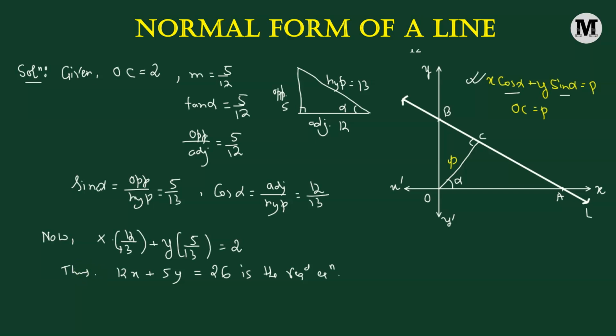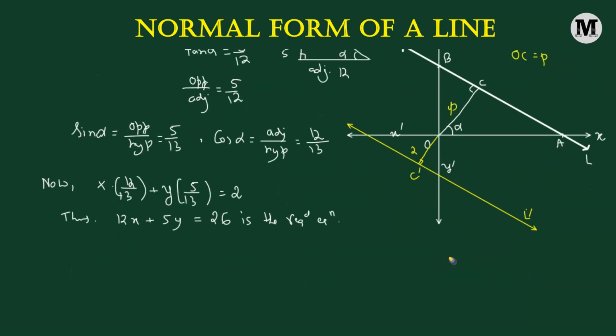Now this is not the only equation of the line that is possible, because we could have another scenario. So let's say we have another line L prime, whose perpendicular distance from the origin, let's call it OC prime, is also 2 units. And this line L prime is going to have the same slope of 5/12, because parallel lines have equal slope. Then what will be the equation of this new line?